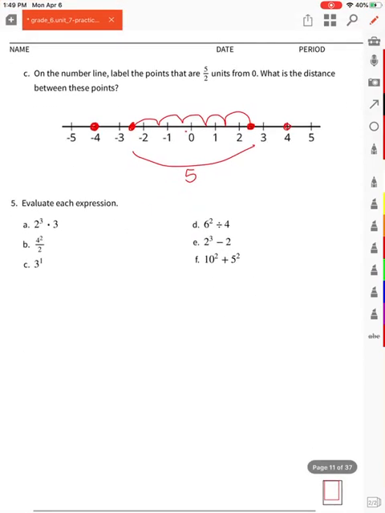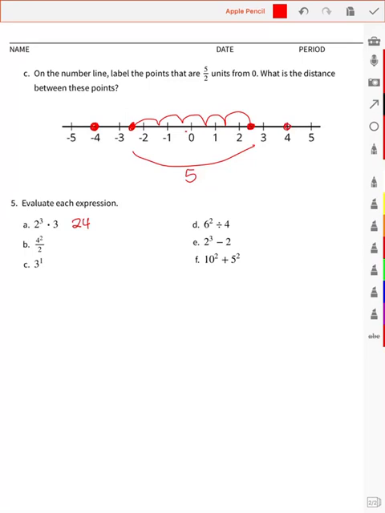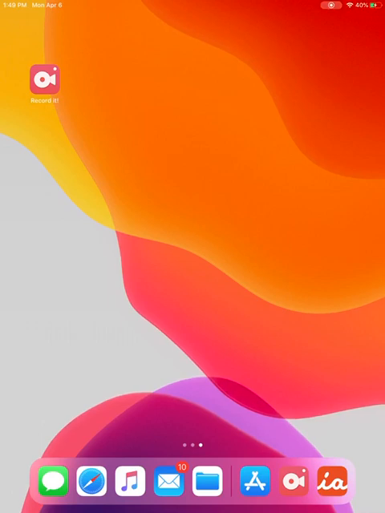All right, number 5, evaluate the expressions. This would be 2 times 2 times 2 is 8, times 3 is 24. B, 4 squared, 16 divided by 2 is 8. 3 to the first power is 3. 6 squared is 36 divided by 4, which is 9. 2 to the third is 8 minus 2, which is 6. And 10 squared is 100 plus 5 squared is 25, so that would be 125. And that is it for lesson 5.